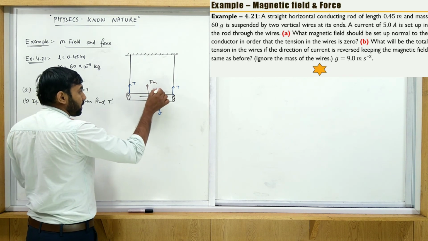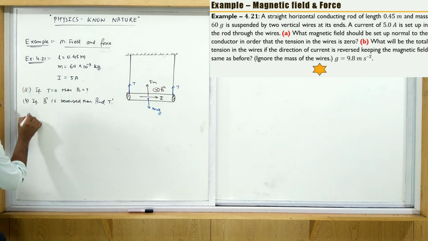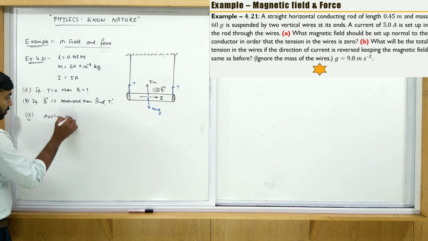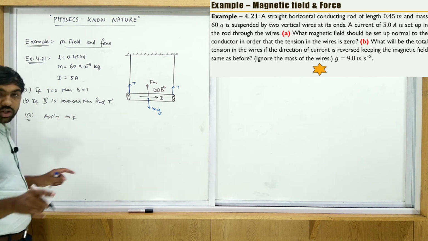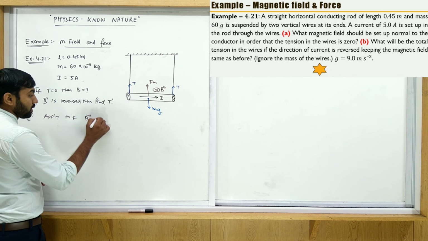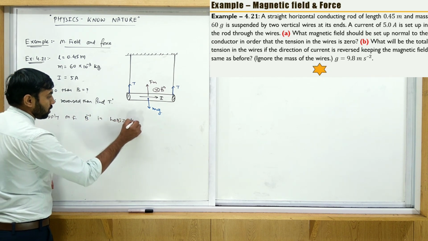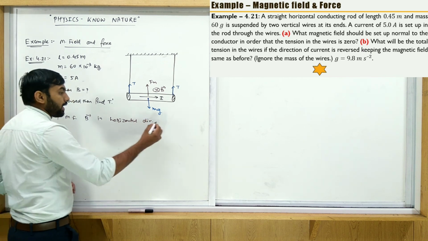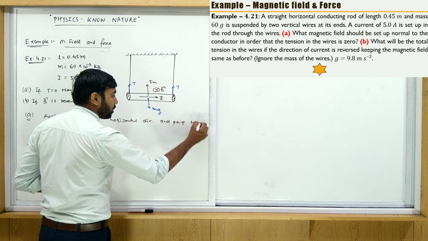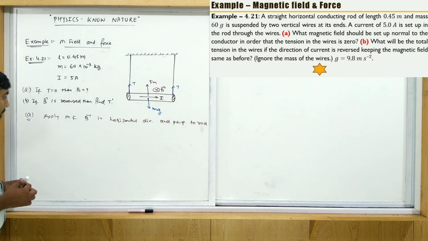Here the magnetic field must be applied in this way. So what is the first answer? If tension is 0, then there is only one possibility. So apply magnetic field B in the horizontal direction and perpendicular to the rod.